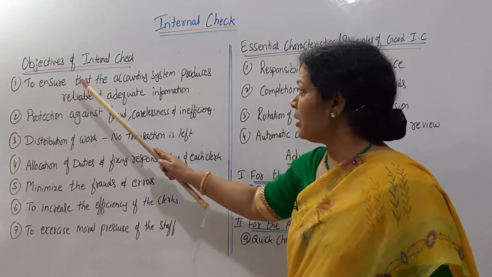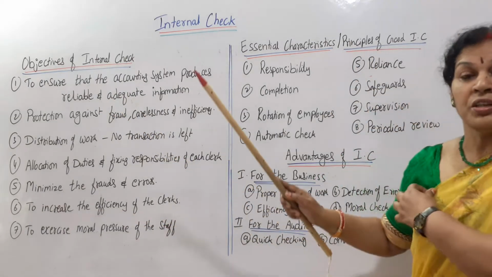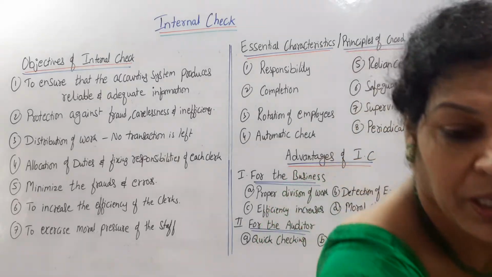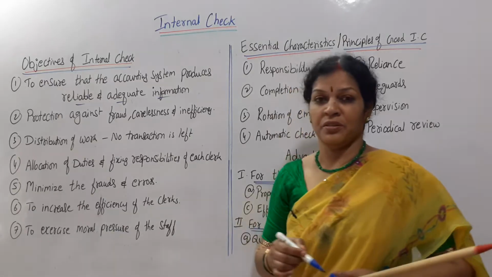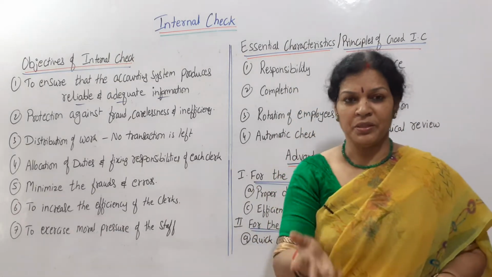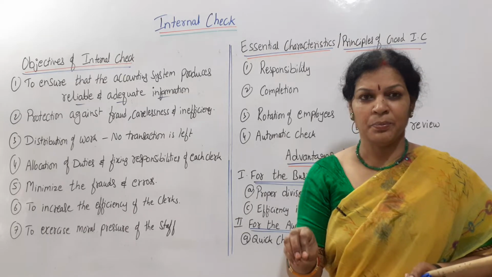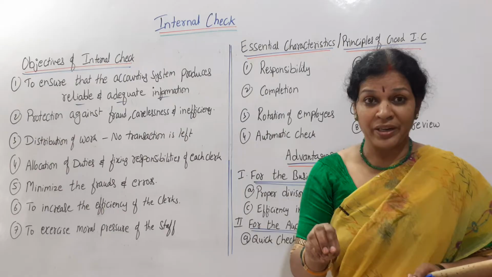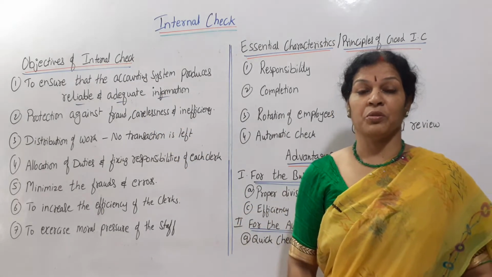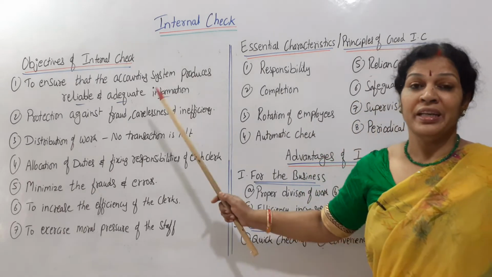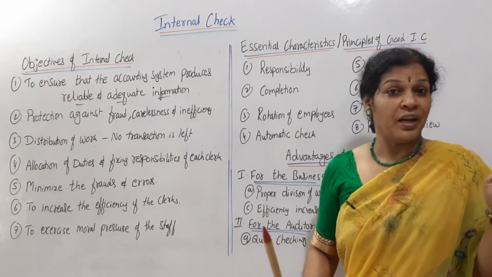First one is to ensure that the accounting system produces reliable and adequate information. Whatever accounting system is there, it is giving reliable and adequate information. Mainly, checking immediately means that whatever information is related to the accounts is systematically provided and it is reliable, true and fair, and also adequate. Whatever is required, we get that information if we follow the internal check system. This is the main objective: reliable, adequate information as per the time.